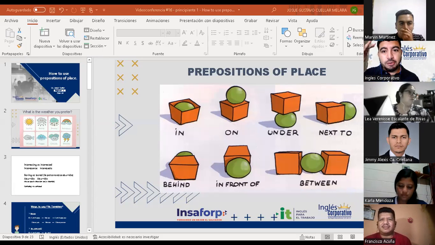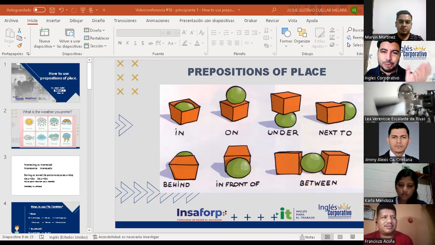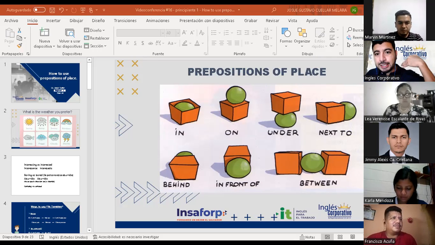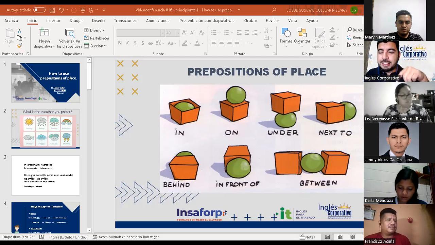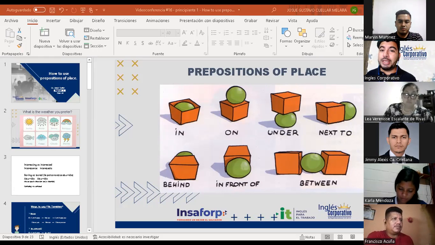On significa sobre. Under significa abajo. Next to, a la par. De hecho, next también significa siguiente. Por ejemplo, si ustedes están esperando un turno y escuchan que alguien dice next, o sea, es siguiente. Behind, atrás. Esta palabra cuesta un poquito porque se ve raro, behind. Luego tenemos in front of, con V, enfrente de. Y luego tenemos between, que significa entre. Entre dos cosas, entre dos tierras, como la canción.